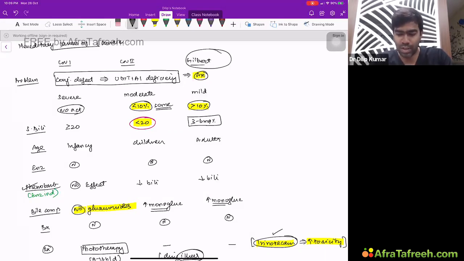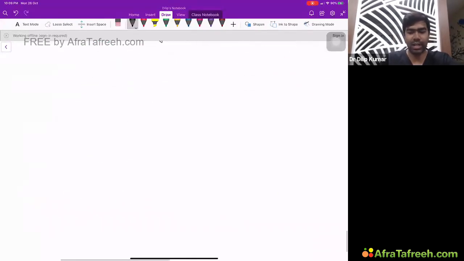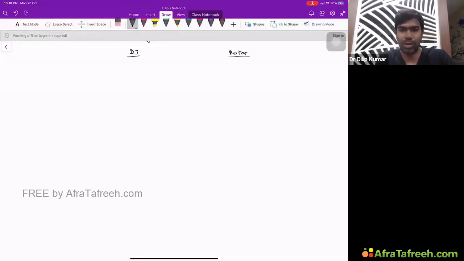This is interesting info, but usually they won't be asked in exams for sure. Don't worry about that. So these are the differences between the three hereditary causes of unconjugated hyperbilirubinemia. But we have two hereditary causes of conjugated hyperbilirubinemia. One is called Dubin-Johnson syndrome, and the second is called Rotor syndrome. These are two important conjugated causes of hyperbilirubinemia.